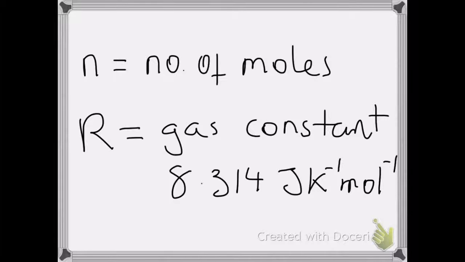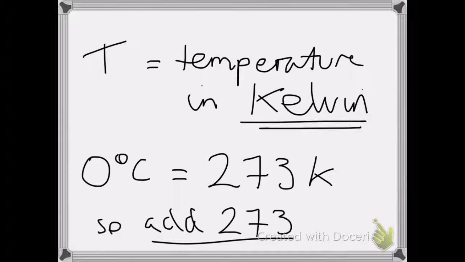Now, n is the number of moles, which you sometimes need to make a calculation to get. And R is the gas constant. It's 8.314 joules per Kelvin per mole. Don't worry too much about the units. And finally, temperature. So temperature must be in Kelvin. Now, Kelvin is a centigrade scale, which means between the freezing point of water and the boiling point of water, there are 100 units. But 0 degrees C is equivalent to 273 Kelvin. So if you are given a temperature in degrees C, you need to add 273 to your number.